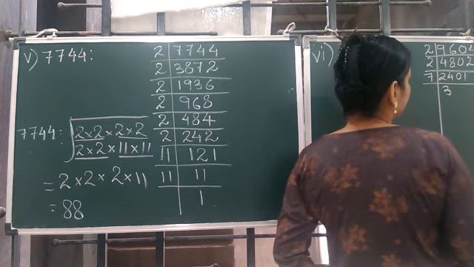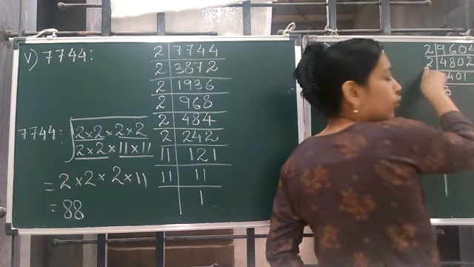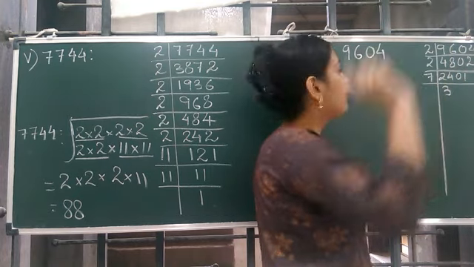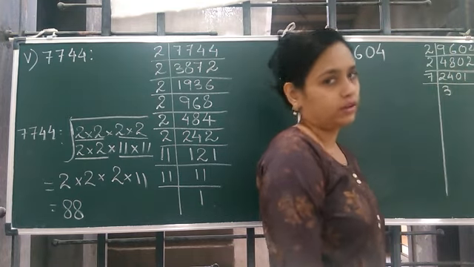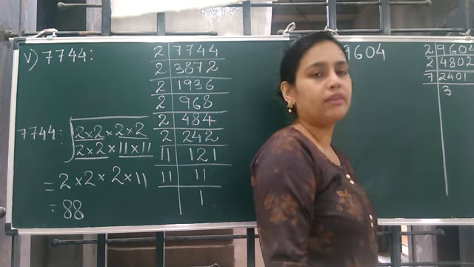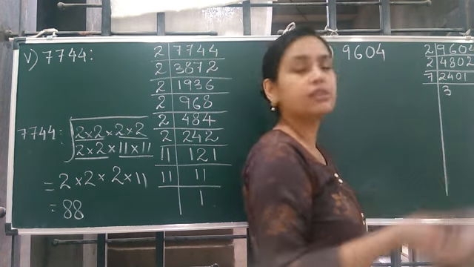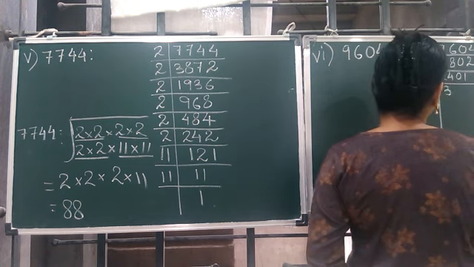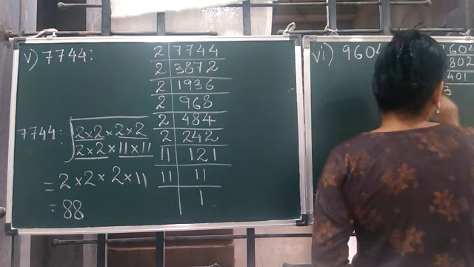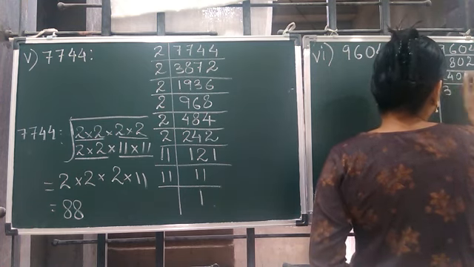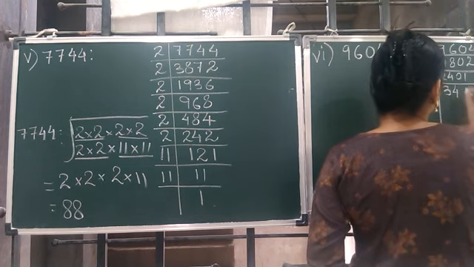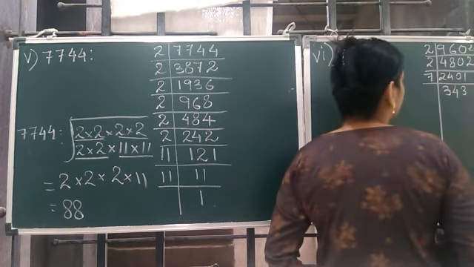7 3s are 21. See, it was not going by 2, so we check the next prime number. After 2, what is the next prime number? 3. Not going by 3, check by 5. Not going by 5, check by 7. It is going by 7. So 7 3s are 21. 7 4s are 28. 7 3s are 21. Okay.